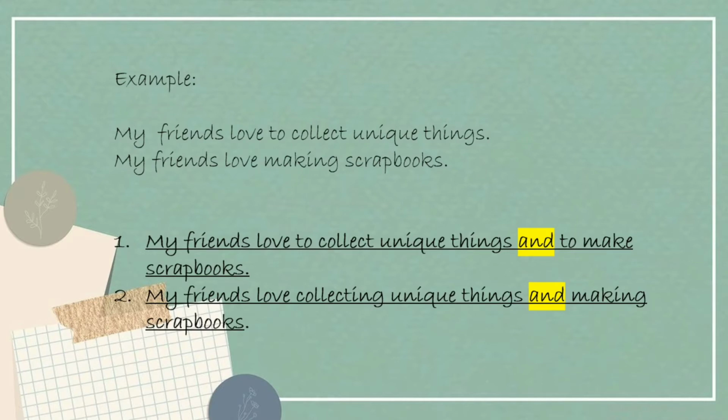My friends love to collect unique things and to make scrapbooks. So in this sentence, we can see that aside from collecting unique things, her friends also love to make scrapbooks. So we're adding the hobbies or whatever it is that we're following. So just an addition would be the word and.